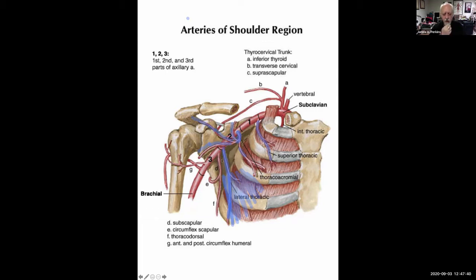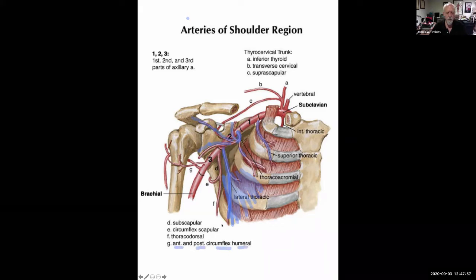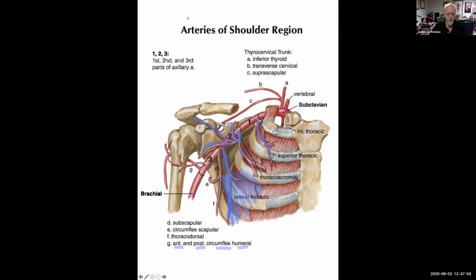The third part of the axillary artery has 3 branches, or at least initially has 3 branches. One of those subdivides again later. The branches labeled G here are the anterior and posterior circumflex humeral arteries. The anterior circumflex humeral artery is usually smaller. It gets its name from the fact that it wraps around the shaft of the humerus. So a circumflex artery is any artery that wraps around something. And there's a whole bunch of these in the body.